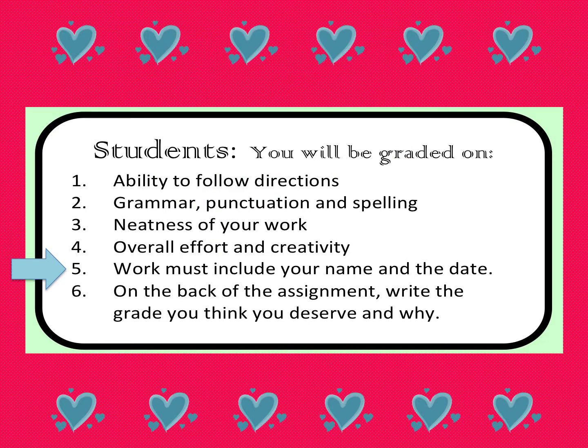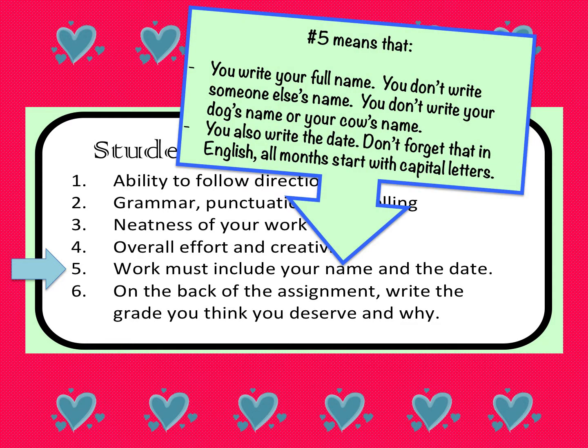Number 5. Your work must include your name and the date. Number 5 means that you write your full name. You don't write someone else's name. You don't write your dog's name or your cow's name. And you also write the date. Don't forget that in English, all months start with capital letters.